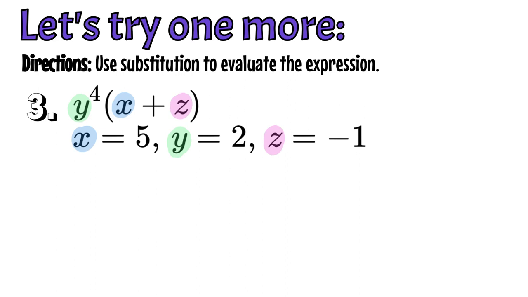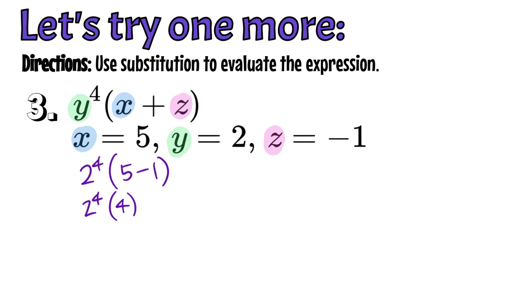So y to the 4th is going to be 2 to the 4th power times the quantity x, which is 5. And then we're adding z, which is -1, so plus a -1 would be a -1. Now let's simplify. We know from order of operations that we simplify grouping symbols first. So 2 to the 4th power times 5 minus 1, which is 4.